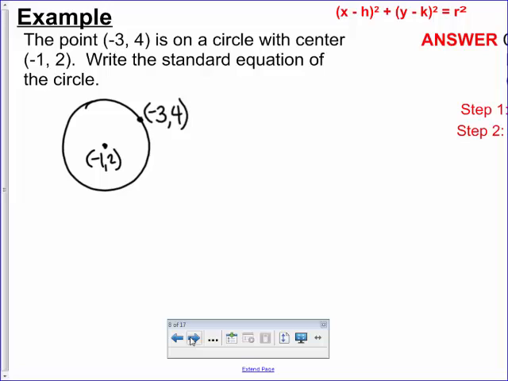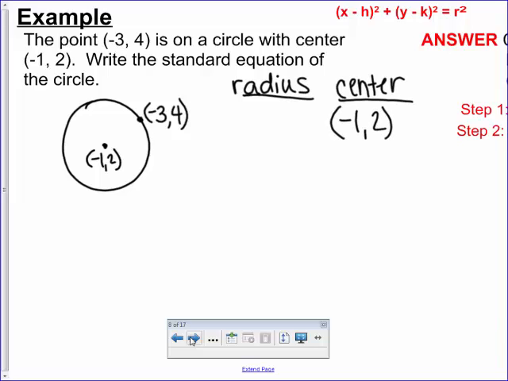Write the standard equation. So remember, for the standard equation, you need the radius and you need the center. So right now, the problem provides us with one of the two. They give us the center is (−1, 2). But we actually do not have the radius. We need to find our r. Hopefully that rings a bell.